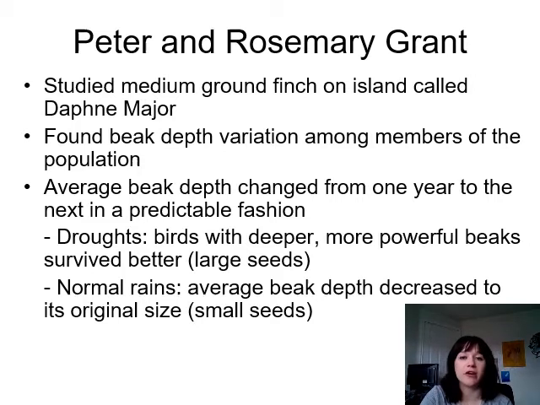And they saw there was a pattern in how this was changing. So after a drought period, they found that the next generation of birds had bigger, deeper, more powerful beaks. But after a normal rainy season, they found just the basic original size of beak. And what they were able to find out is that birds with these bigger beaks are able to eat larger seeds. And so when there's a drought, a lot of those smaller seeds aren't going to be present or they're going to get eaten up.